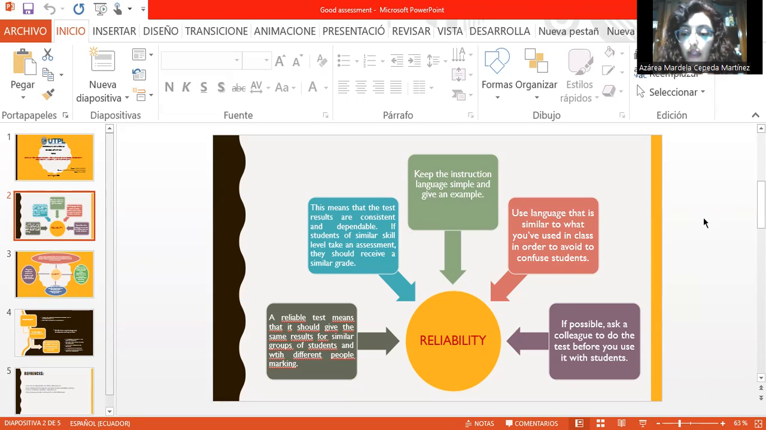And finally, it is possible to ask a colleague to do the test before using it with a student. Also, it is important because when a colleague helps us to develop the test, they can affirm that the test is really well structured, or they can give advice to change the structure of the test.